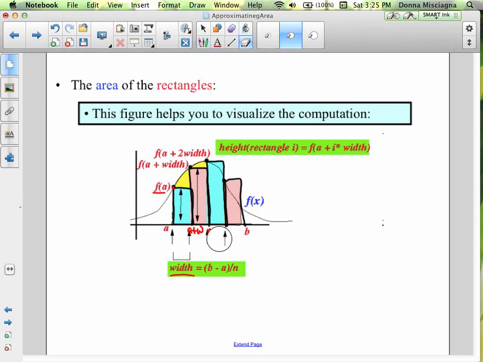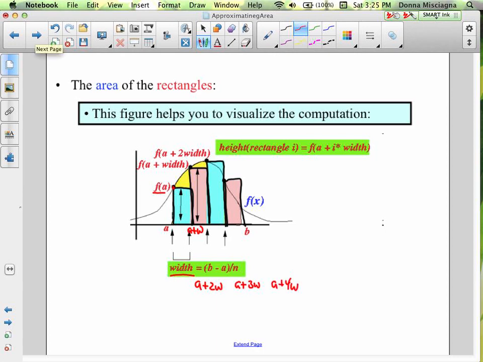That's really hard to read, isn't it? A plus 2w. I was trying to write small. And then the next one would be a plus 3w, and then a plus 4w. Did I do too many? It was 4 rectangles there. I see 4 rectangles.